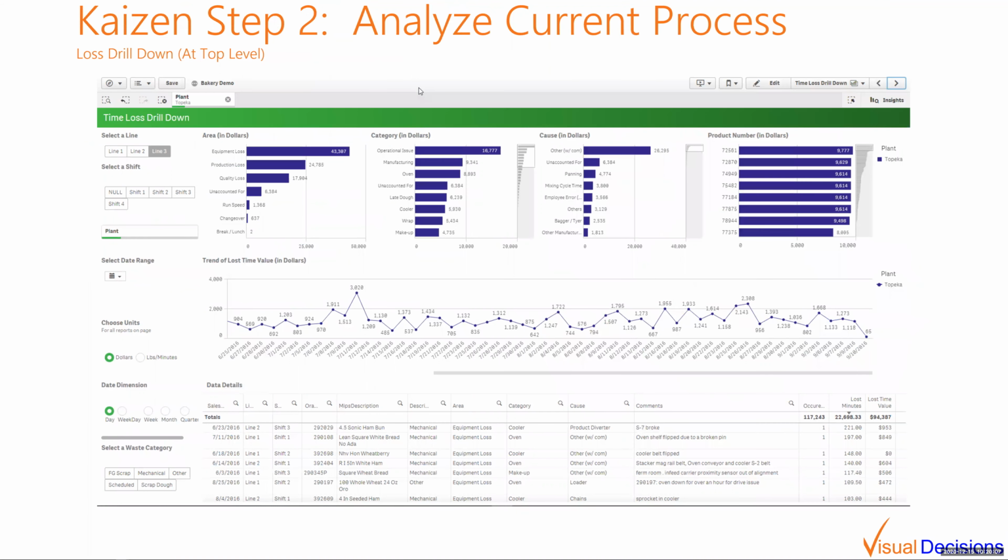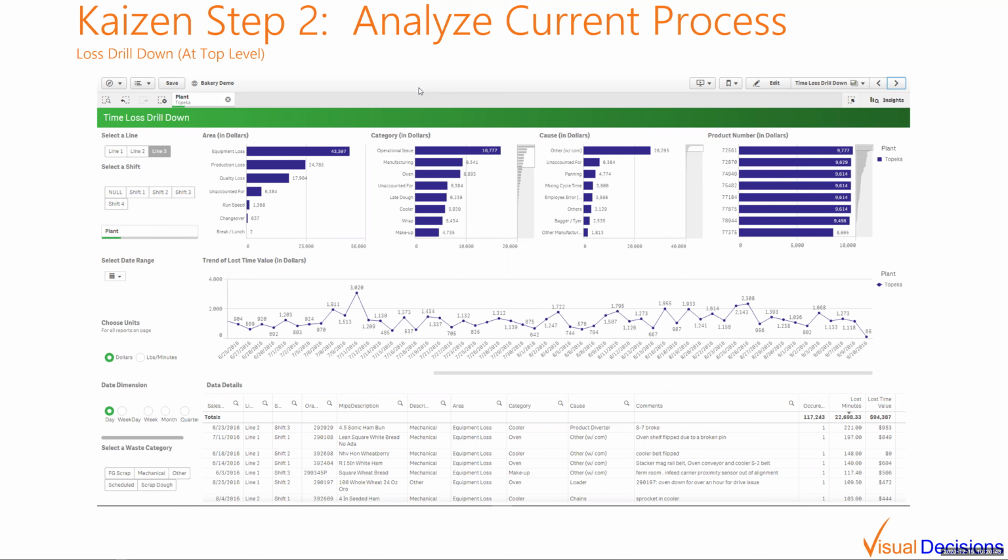So just as an example of something that we've done with a customer here, looking at step 2 of that Kaizen process, in terms of analyzing the current process and being able to do a loss drill down. For every time that the machine stopped, we gathered information about what area it was: equipment loss or production loss or quality loss, et cetera. What category it was in, whether it was the oven or the cooler or wrapping or whatever it might be, and then what was the actual cause, what product was running at the time, and so forth.